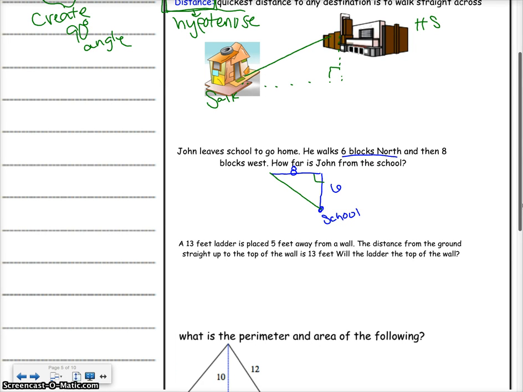My right angle is right there, so that's my A and B. I'm looking for the hypotenuse. So I know that 8 squared plus 6 squared is equal to C squared. I'm just going to plug it into my calculator, it makes it a little faster. 8 squared plus 6 squared is 100. So C squared is 100. C is the square root of 100, which is 10 blocks.